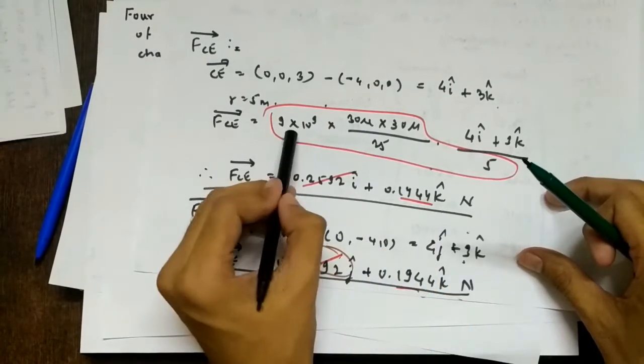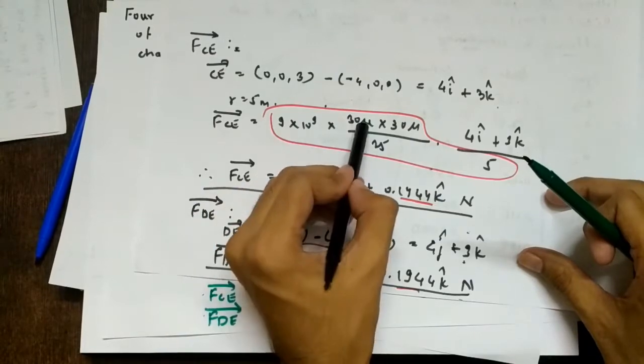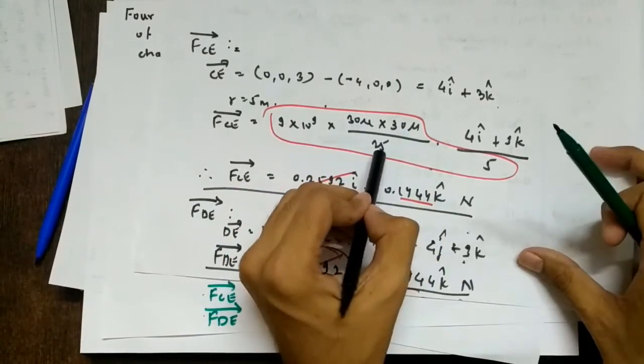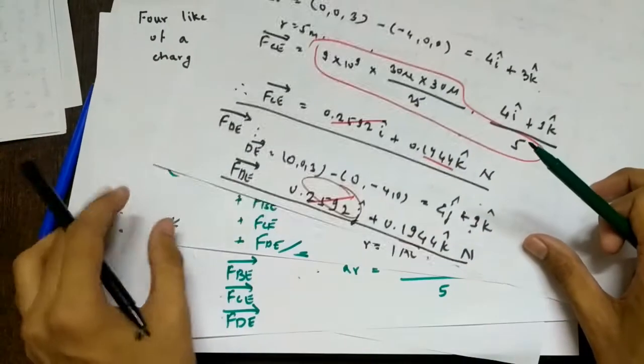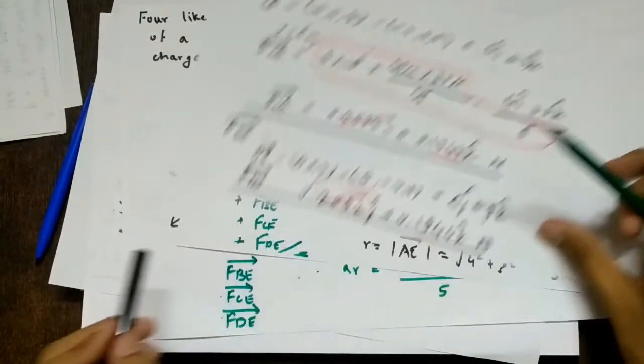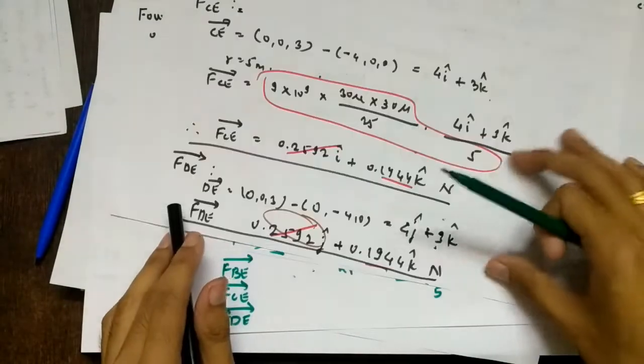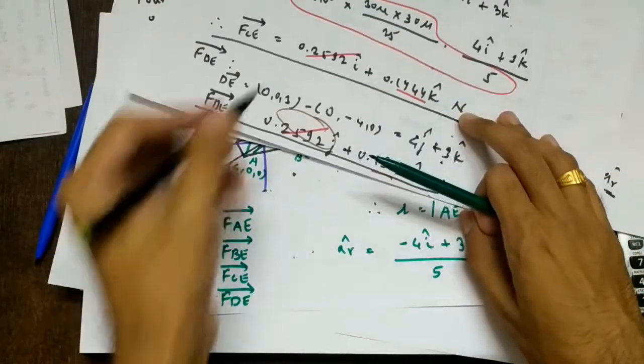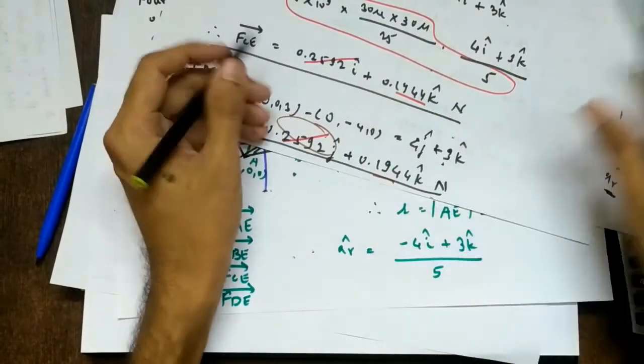And if you observe, we are having the same values, 9 into 10 raised to 9 into 30 micro into 30 micro upon 25 upon 5, because the geometry is symmetric. So you have got this value. Similarly, you can find FDE, you can find FAE and FBE. Then add, finally what you will get? You will get an answer only in k cap, because these terms will cancel, I cap and j cap.